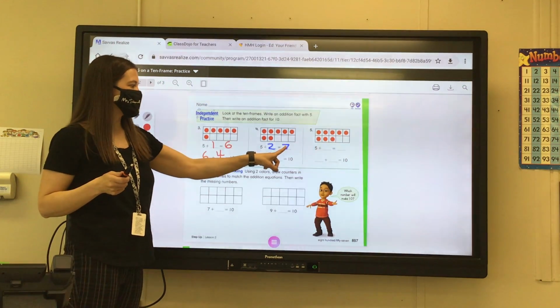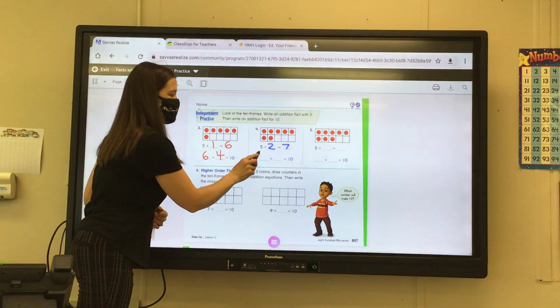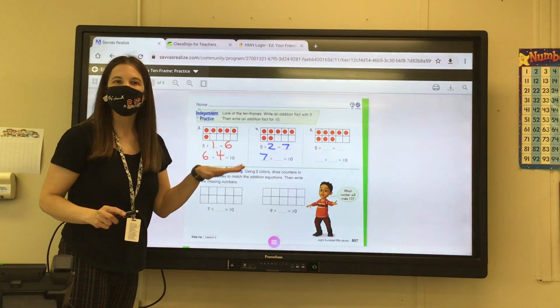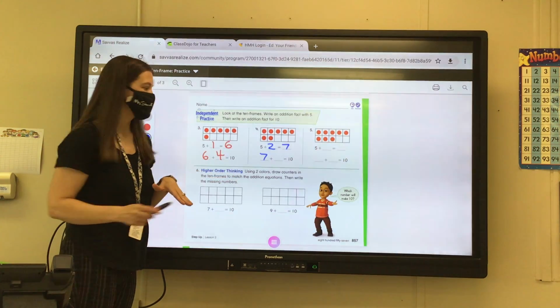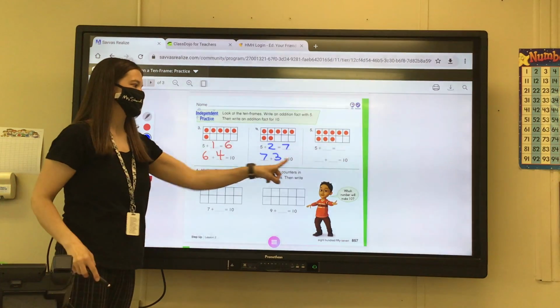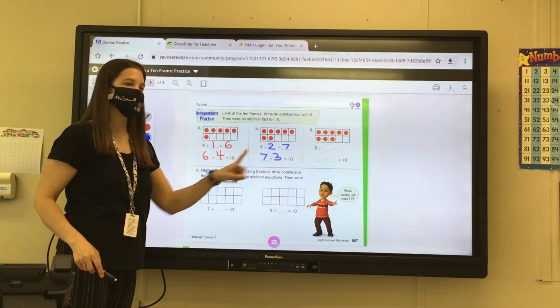Then you take that number 7 and write that first down here in this equation. 7, because there's 7 counters, plus how many are empty? 3. So if you fill those 3 counters in, you'd have 10 total. 7 plus 3 equals 10.